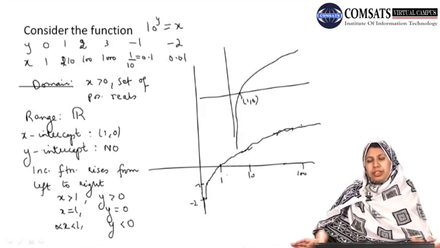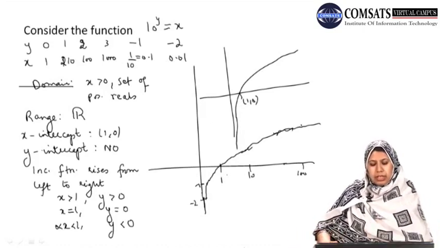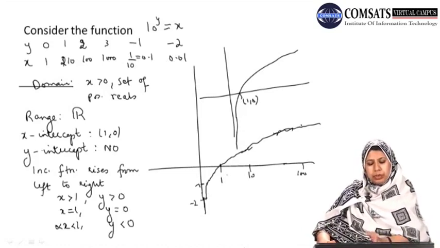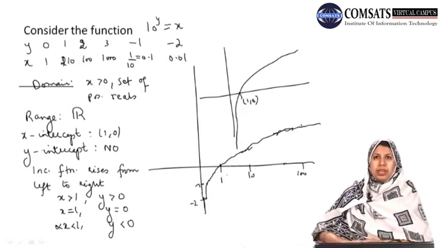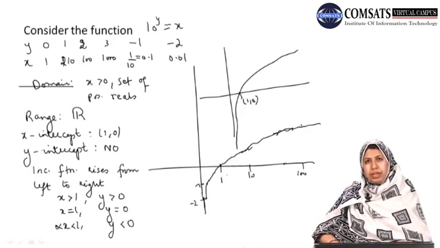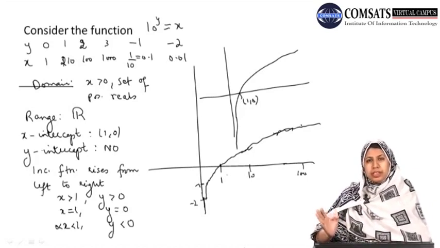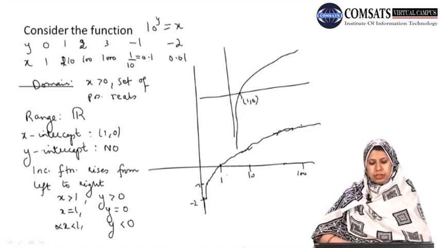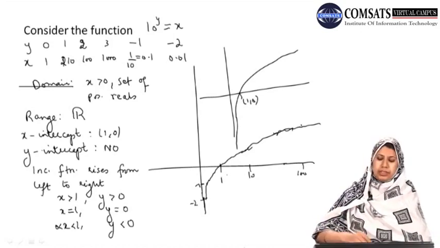The graph is an increasing function rising from left to right and behaves in both the manners. When x is equal to 1, we have an intercept. For positive values, the graph is above the x-axis. For negative values, the graph is below the x-axis.